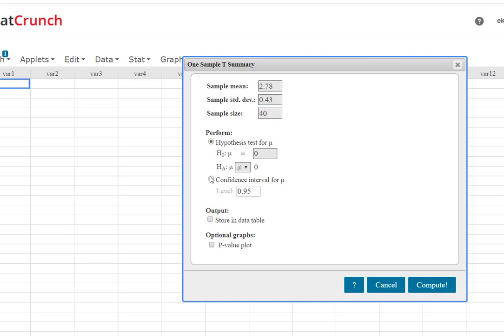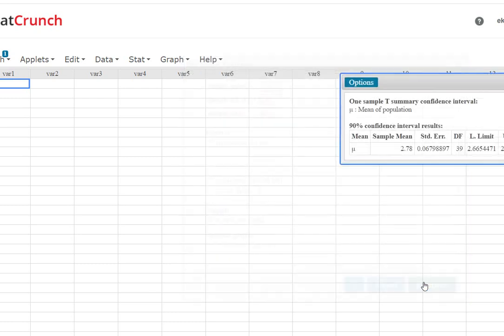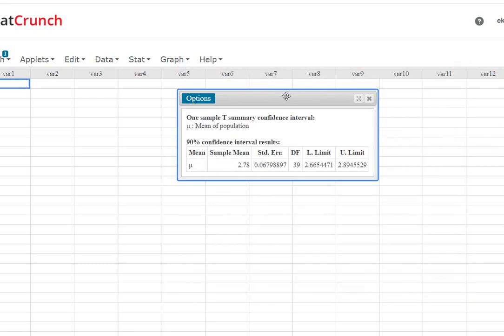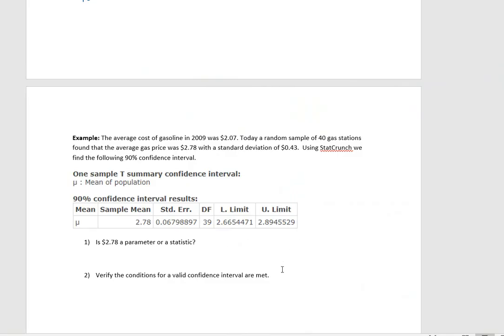Now, when you do this, be sure that you hit the confidence interval. Okay, that's when you want to select. And we want our confidence interval to be 90%. And then we click that, it's going to come up with this. So on the notes, you can see that we have the same thing. And the lower limit and the upper limit, that's going to be our bounds for the confidence interval.